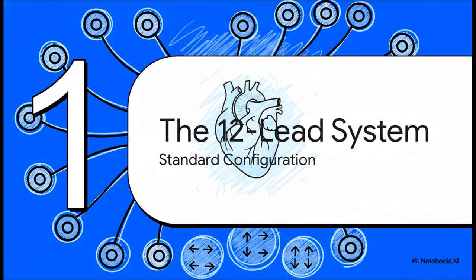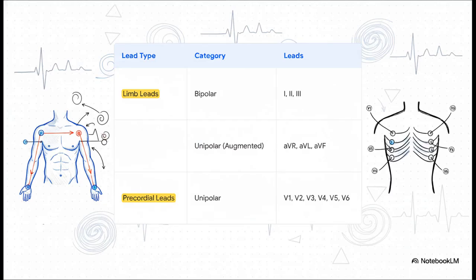Let's take a look at what it's actually made of and how all of those different leads are categorized. So the 12 leads are really divided into 2 main families. First, you've got the 6 limb leads, which, as the name implies, get their signals from electrodes on the arms and legs. These are broken down even further into the bipolar leads, that's I, 2, and 3, and the so-called augmented unipolar leads, AVR, AVL, and AVF. Then you have the other 6, the precordial leads, V1 through V6. These are also unipolar, and they're placed directly on the chest wall.